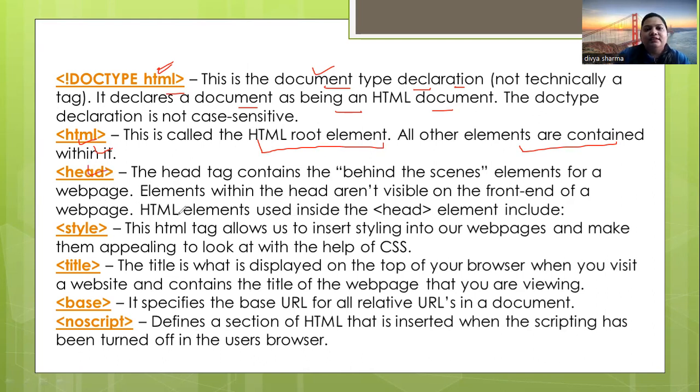Next is the head. The head tag contains the behind-the-scenes elements for a web page. This is basically used to contain the title for the web page. Within the head, you can define your title. Style is used in case of CSS. The style tag is used to give style and design to the elements which we are going to use within the body. This tag is always defined within the head part only.